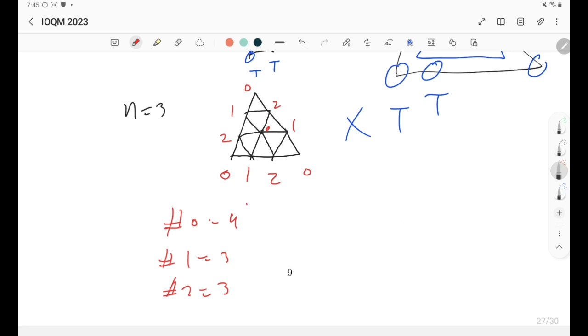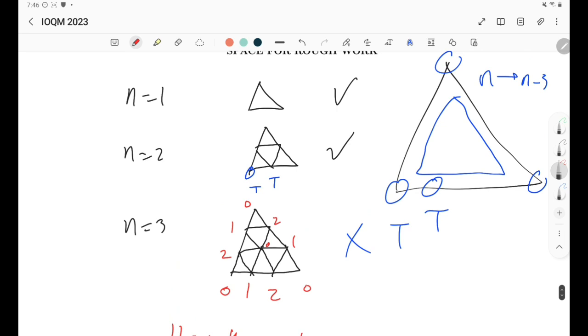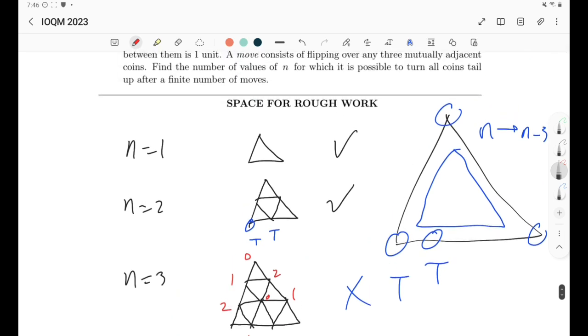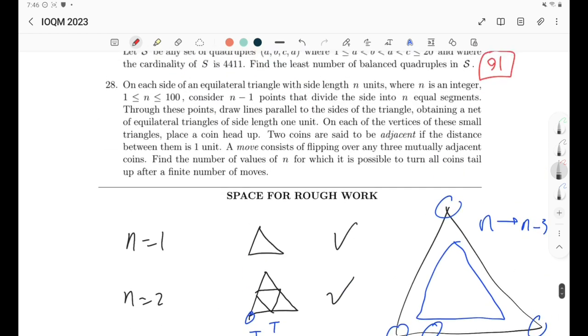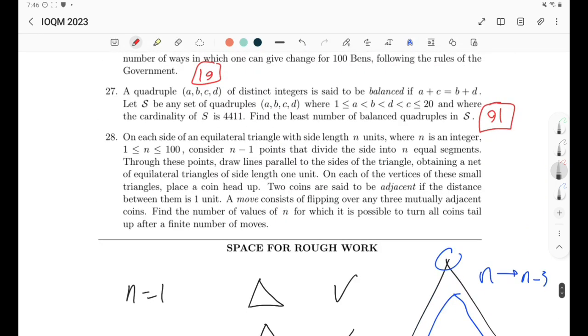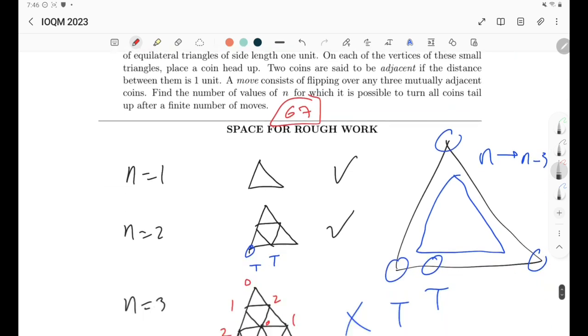But because these guys are different, we can never reach the last case where they're both zeros, because if they're both zeros, that means they have the same parity. So this will always be different in parity. That means it will not work, and n equals 3 does not work. So n that is 0 mod 3 will not work, and n that is 1 or 2 mod 3 works. So the answer is all the numbers from 1 to 100 that are 1 or 2 mod 3, which is 100 minus the multiples of 3. The final answer is 67, and we're done with this.